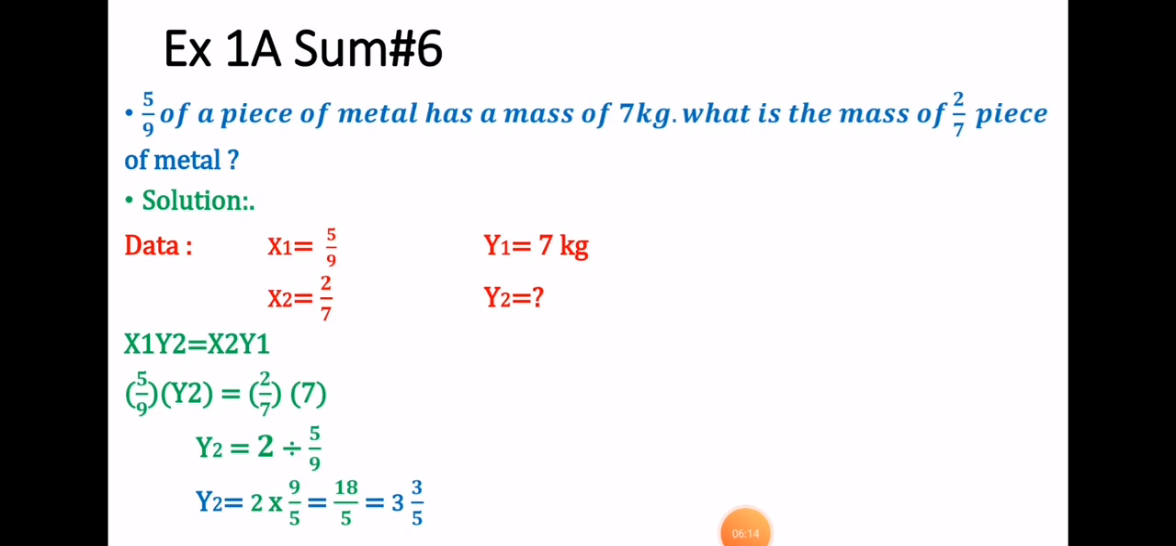So converting the division sign into multiplication, we will take the reciprocal of the next fraction. So 2 multiplied by 9 over 5, 9 multiplied by 2 is equal to 18, 18 divided by 5, it will be written 3 wholes 3 over 5 kg. That is the answer. I hope you understand it very well.